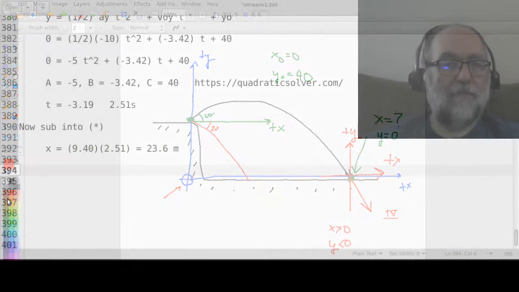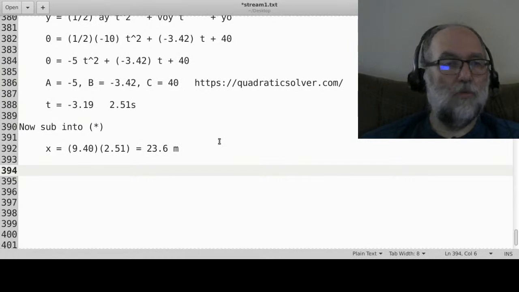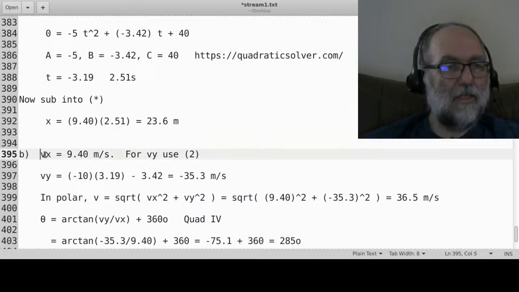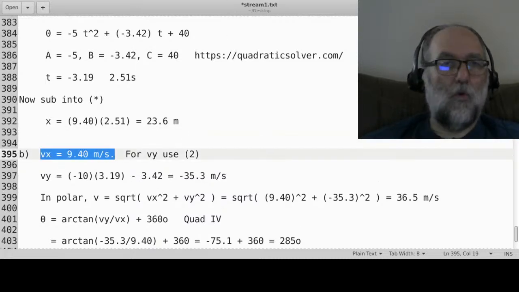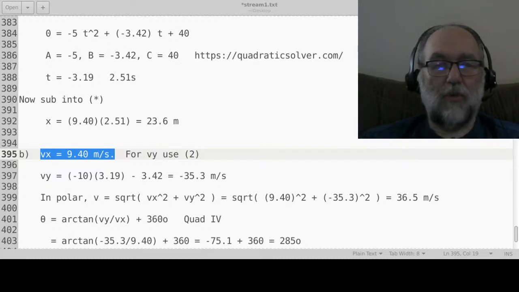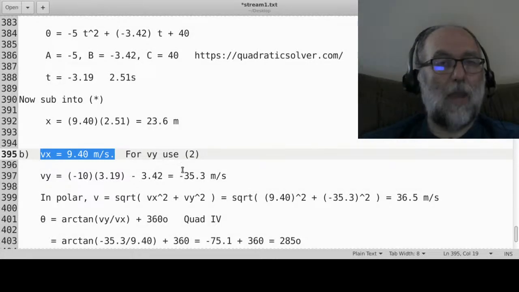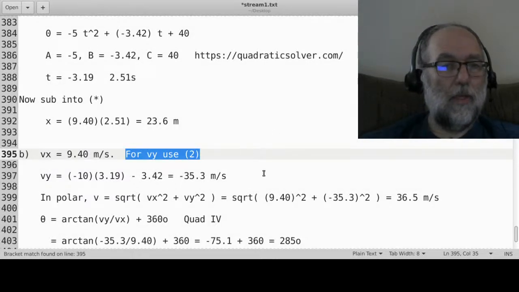That answers part A. And then finally for part B, we're just repeating all the same steps as previously, so I'll just cut and paste that answer. The value for Vx is still 9.4. Again, there's no acceleration in the x direction, so it doesn't change. It starts off with an x component of velocity, 9.4 meters per second. It continues at that x component of velocity. That doesn't change. For Vy, we can use equation number 2.